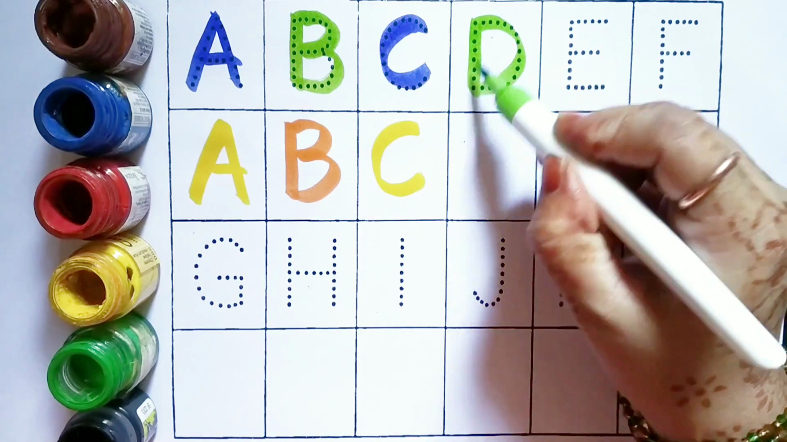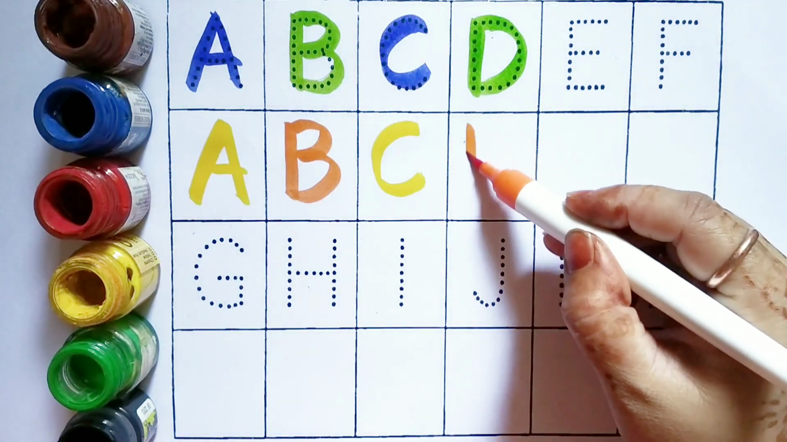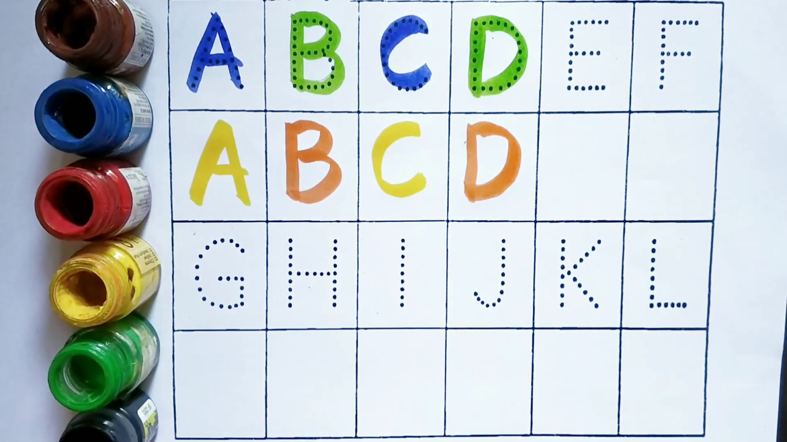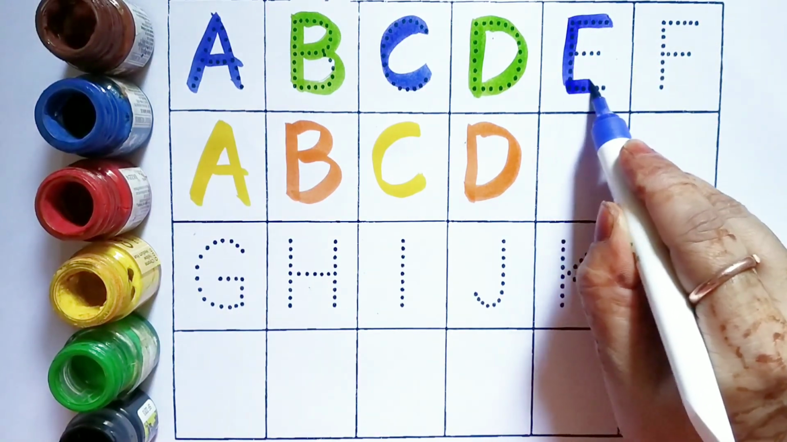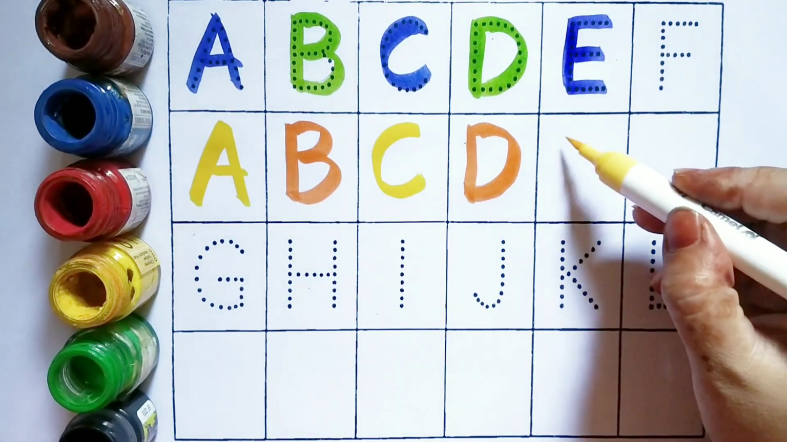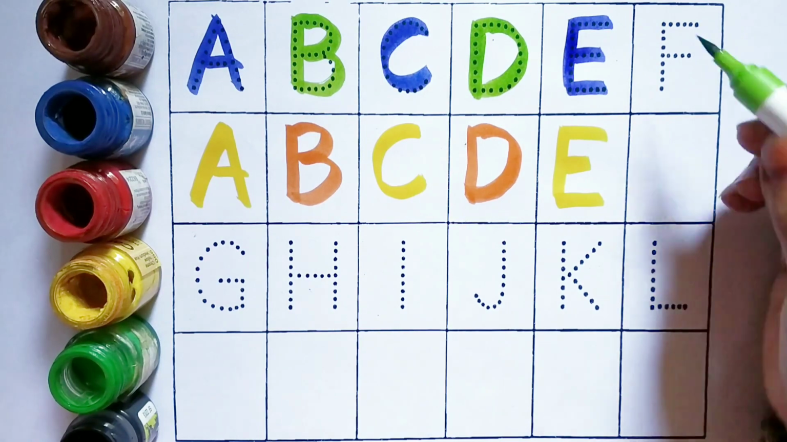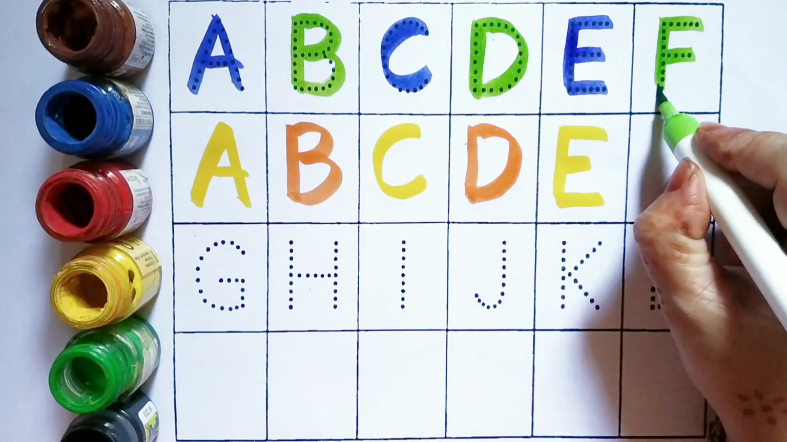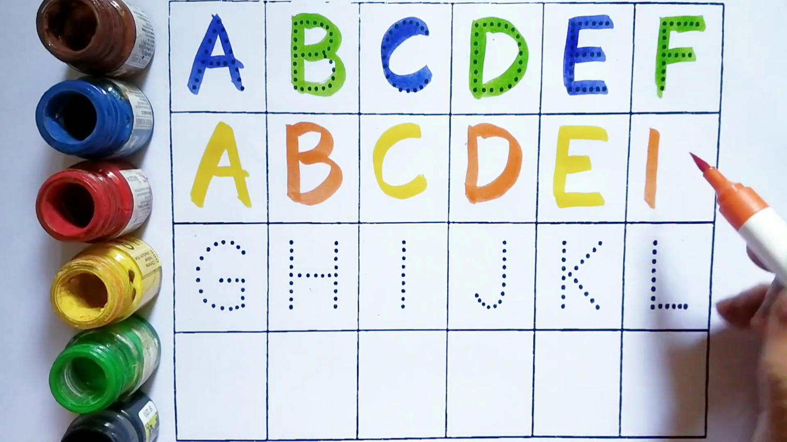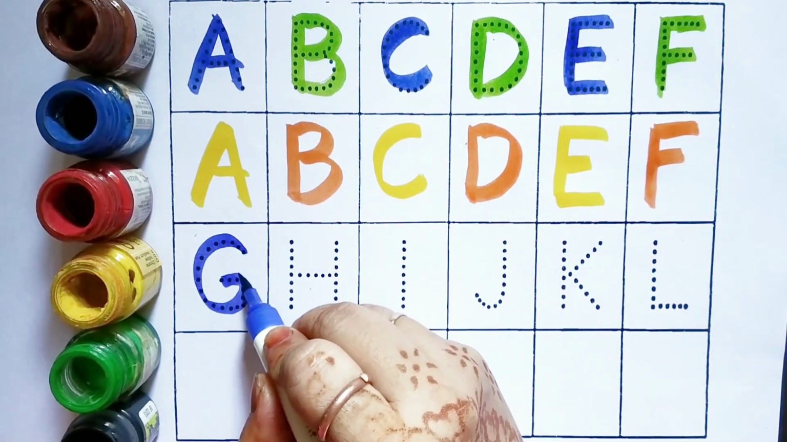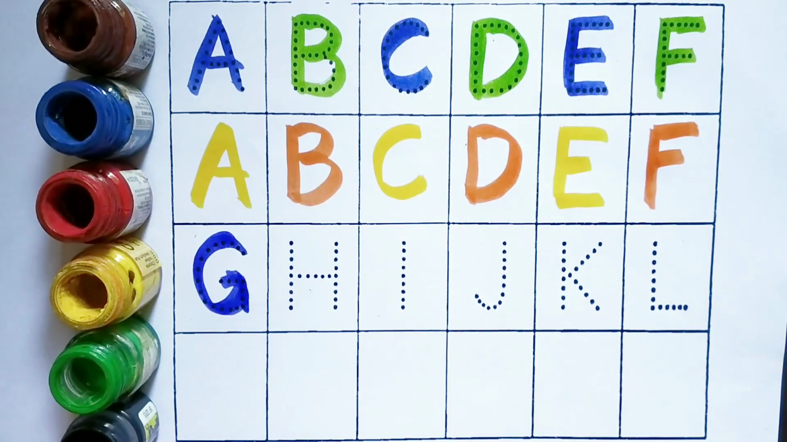D for dolphin. D for dolphin. E for elephant. E for elephant. F for frog. F for frog. Z for grapes. Z for grapes.